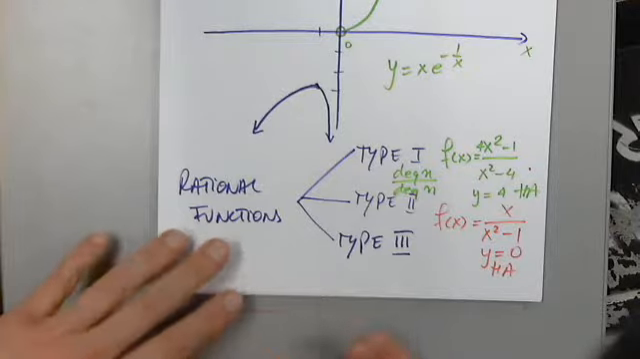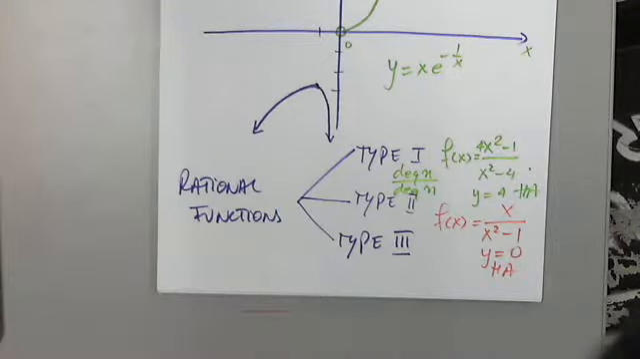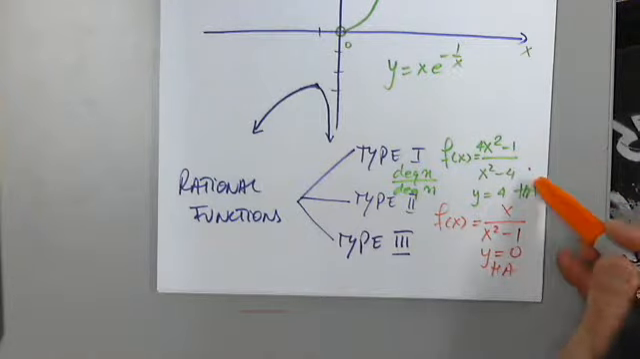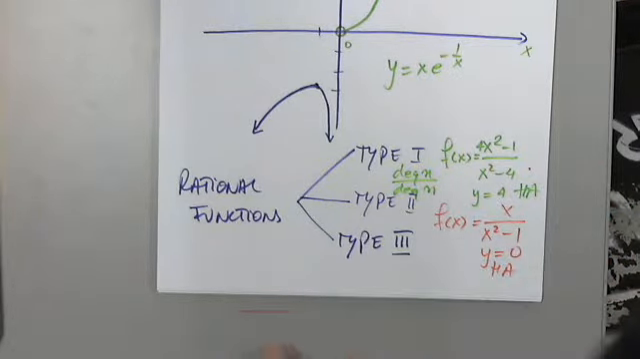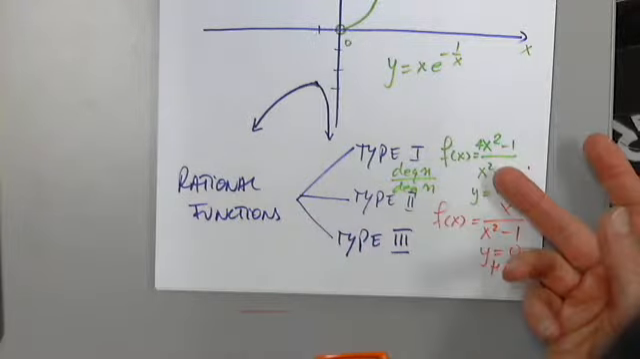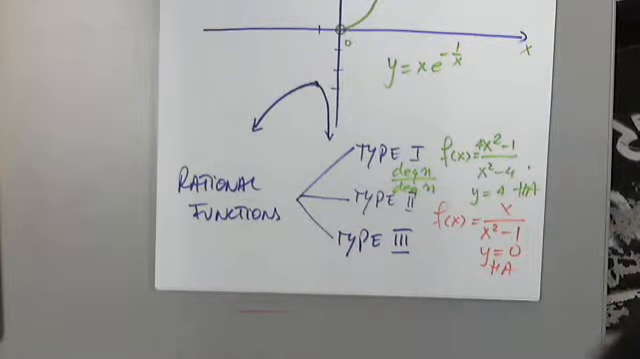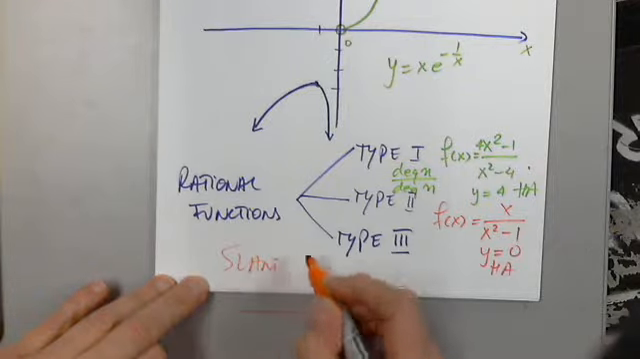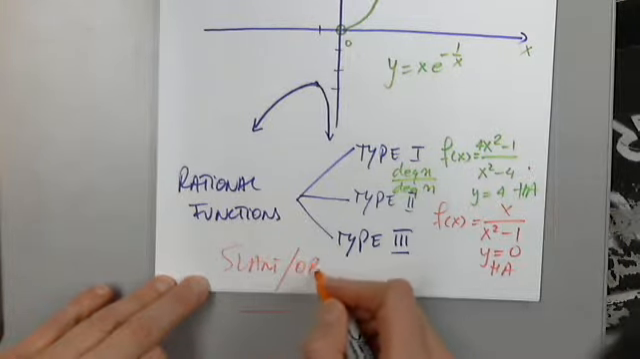What about type 3? Well, type 3 is totally different. Type 3 does not have a horizontal asymptote. So a rational function cannot have a horizontal and a slant. If it has a slant, it cannot have horizontal. If it has horizontal, it cannot have slant or oblique asymptote. So this is the one that is the most difficult of these three because it has a slant asymptote. We call it slant or oblique.